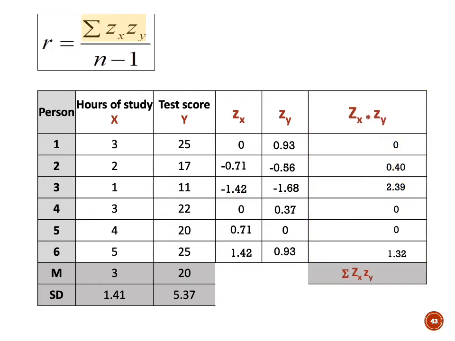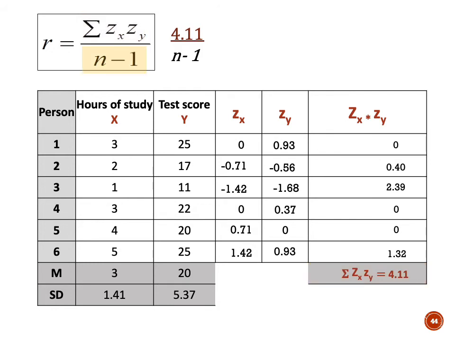All right, next we're going to find the sum of multiplied z-scores by adding up all of those numbers in the last column. So if you add up all those numbers in the last column, you should get an answer of 4.11. So that is the sum of multiplied z-scores. Now we have our numerator. So we have 4.11 divided by n minus 1.